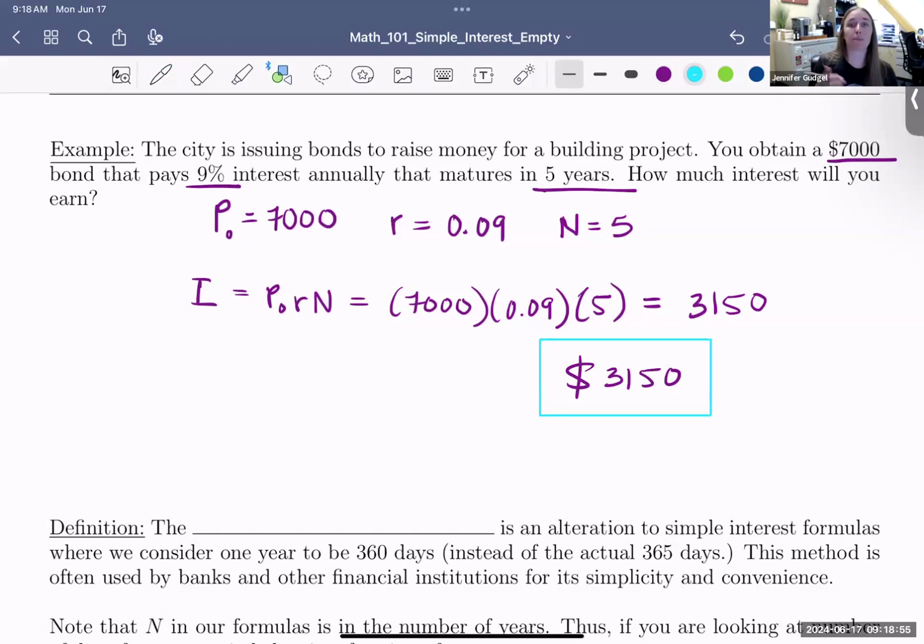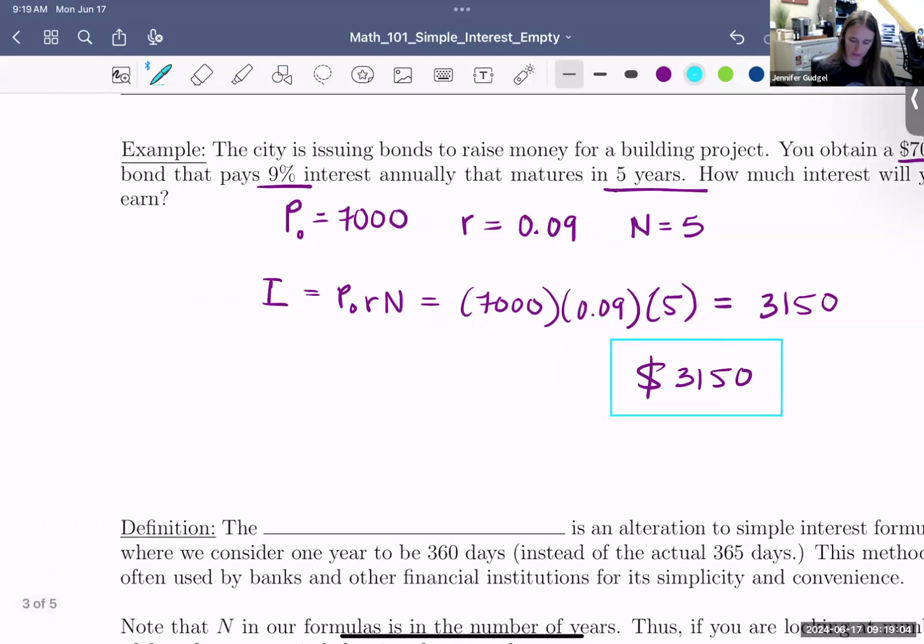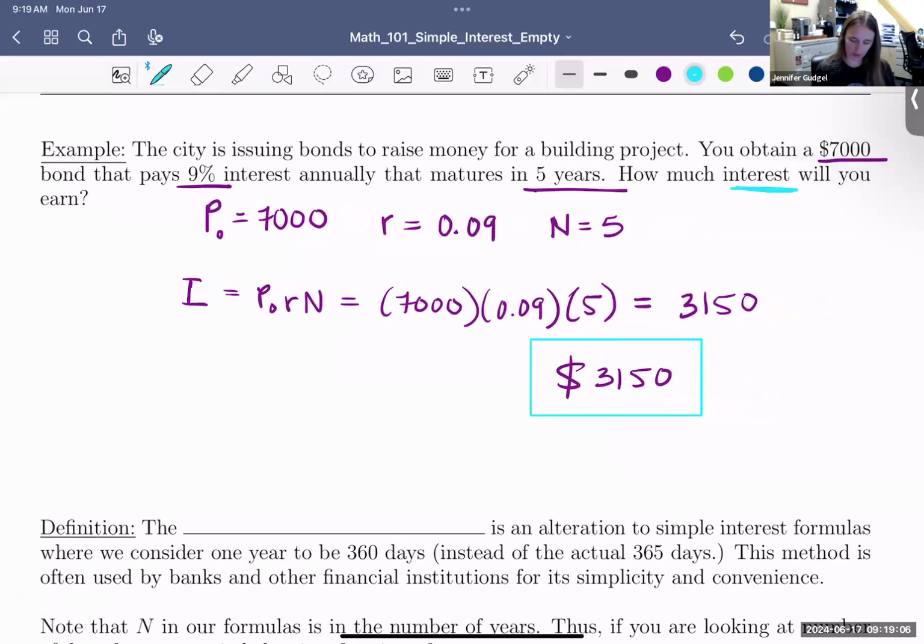It didn't ask how much the bond will pay out. If it was the bond paying out, then we would have to add 7,000 onto that value to get that end amount. But it just asked how much interest will you earn? And that is the interest right there.